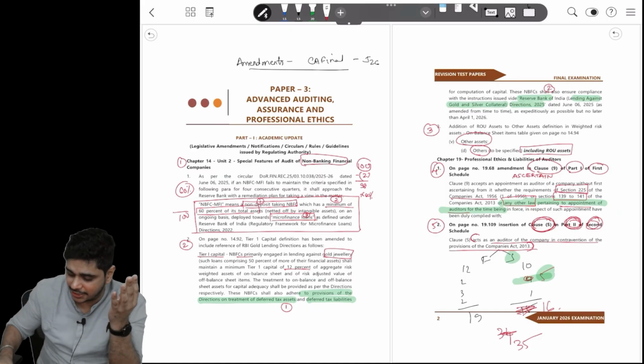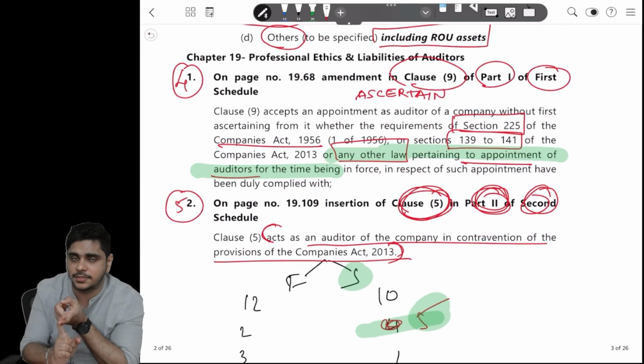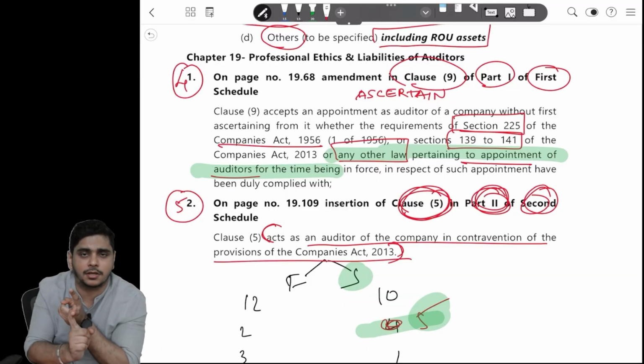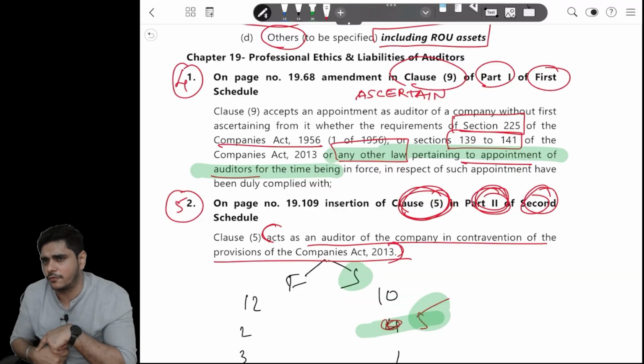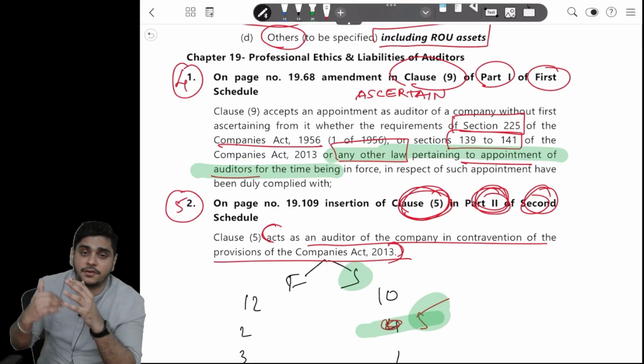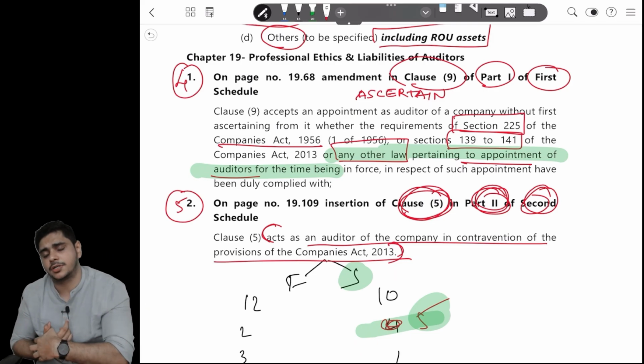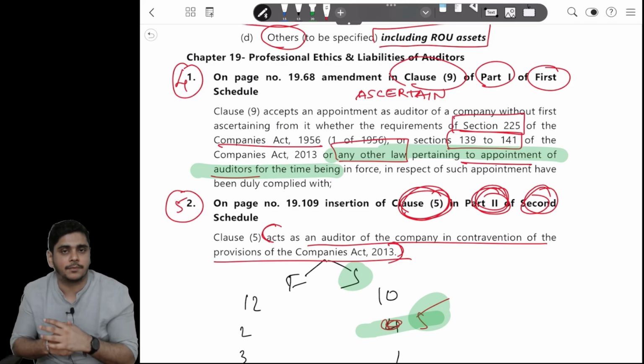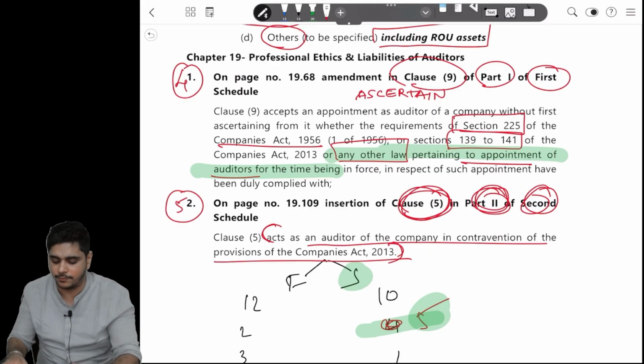Number four, in professional ethics, Clause number 9: Sections 225, 139, 140, 141 of the Companies Act 2013 and any other law for timing in course for appointment. And number five is basically Clause number 5, which has been specifically added: act as an auditor in contravention of the provision of the Companies Act. So these are the 5 amendments.